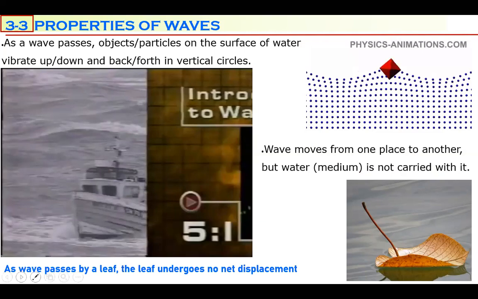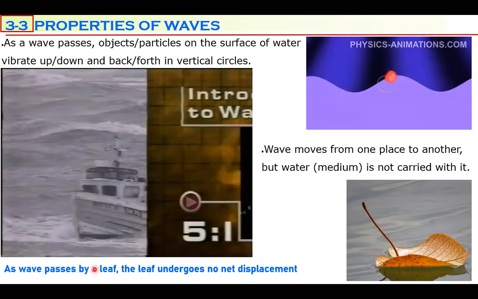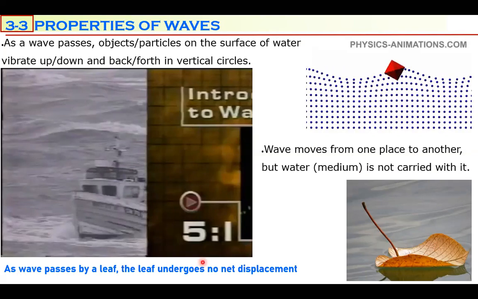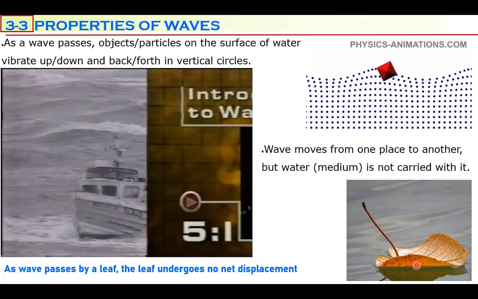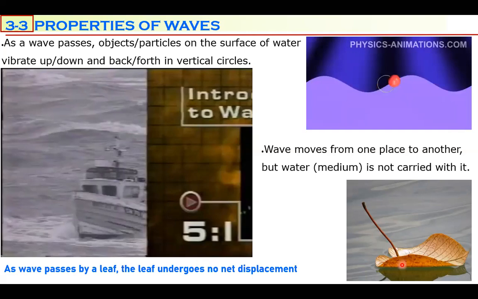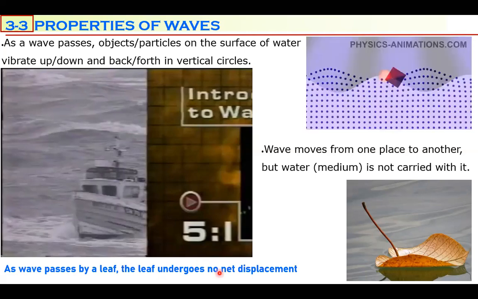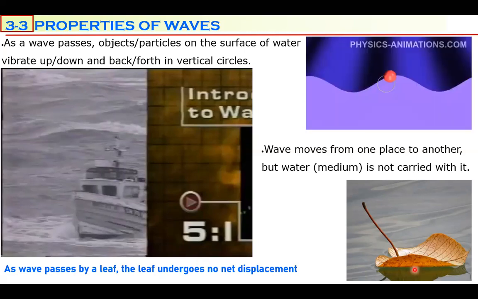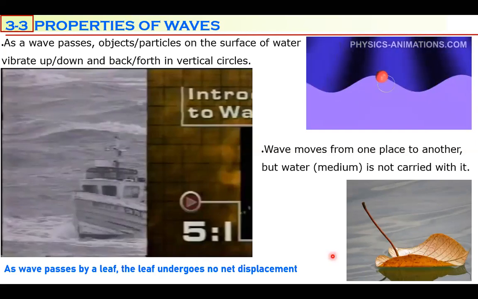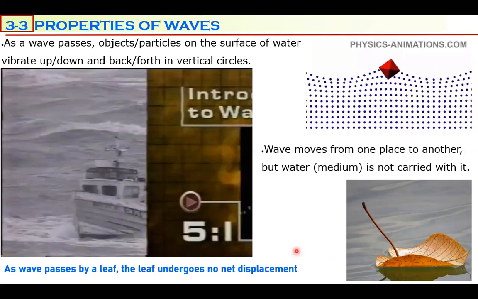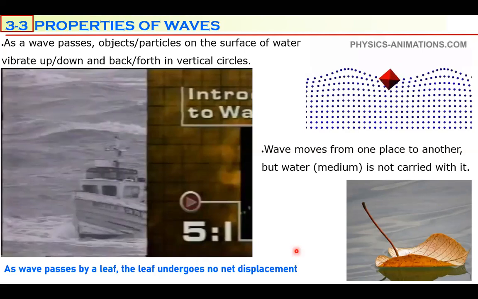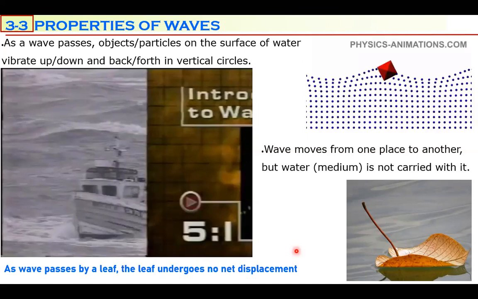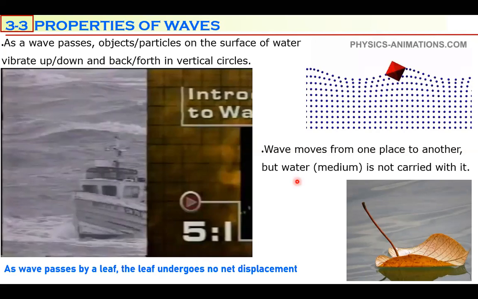So we can say that as a wave passes, for example, assume that there is a leaf on the surface of water. As you make a wave and the wave is traveling through the surface of water, this leaf will not displace. So the leaf undergoes no net displacement. The leaf will stay in its place, only moving back, forth, up, down, and stays where it is. That's why wave motion is just a traveling disturbance. It is not the displacement of the medium. The medium does not displace. Don't forget this in wave motion.